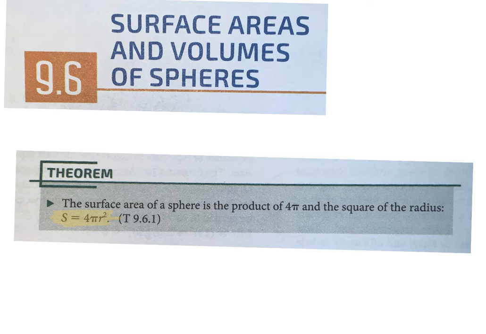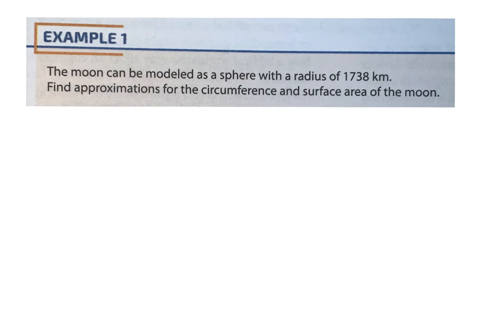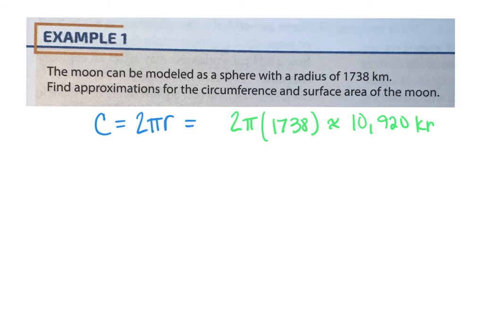All right, they give us a huge example here with the moon. Example 1 is the moon. They want the circumference. Circumference of the moon is 2 times pi times r. So you just plug it in, 2 times pi times your radius, and you get that, rounded, obviously.